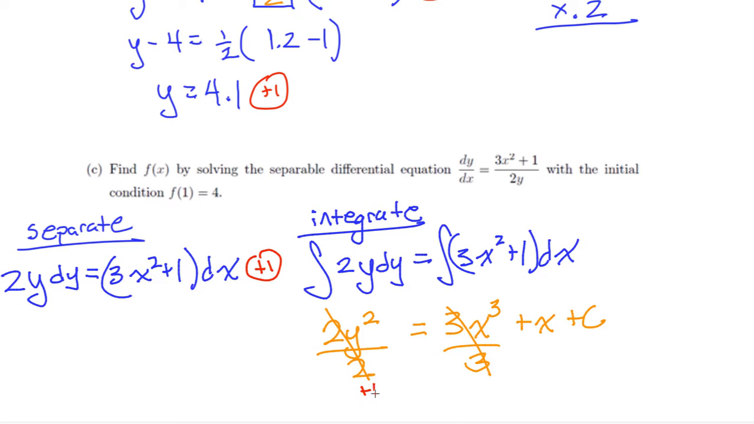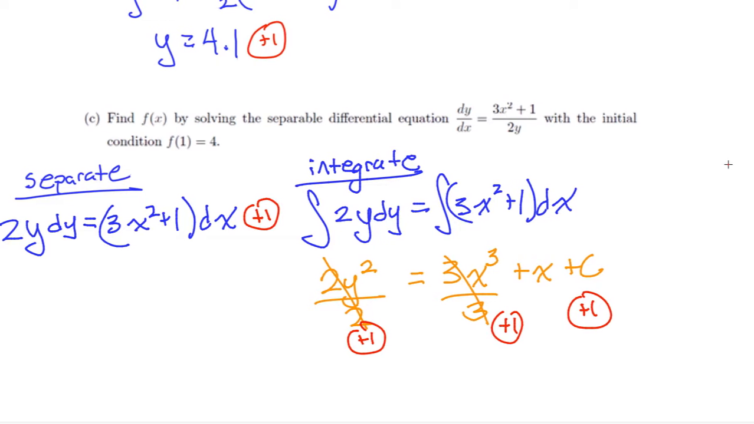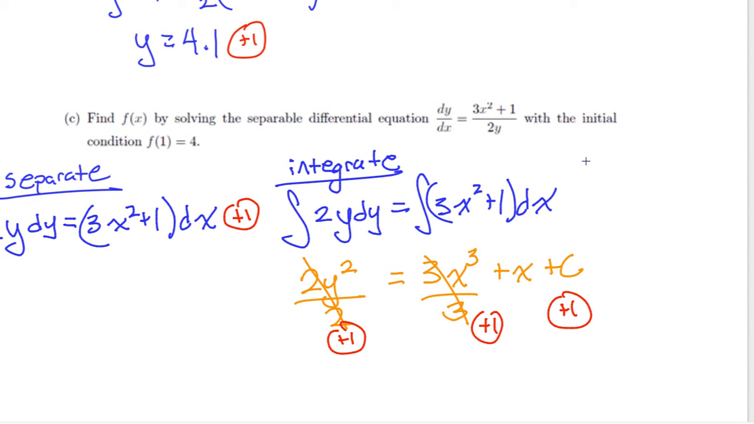So +1 right there, +1 right there, and +1 if you got your concept of integration. There's 3 points that you got right there just from the integrate step. And then we come over here to our evaluate, and then we plug in our values. Good job, girls. All right, so we get 4 squared is equal to all of this stuff.